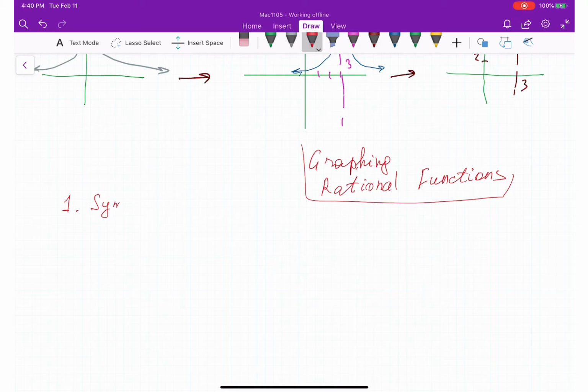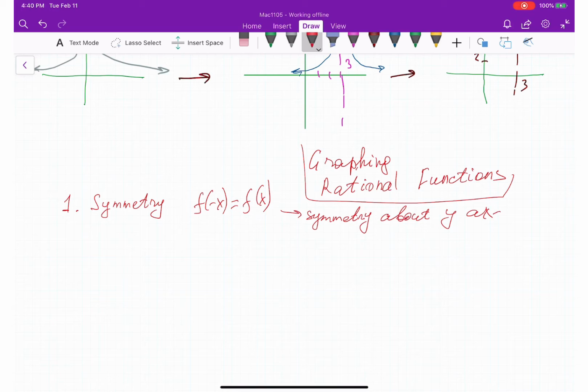So, symmetry. We need to see if f of negative x is equal to f of x. Then we have an even function and it's symmetric about the y-axis. Okay?